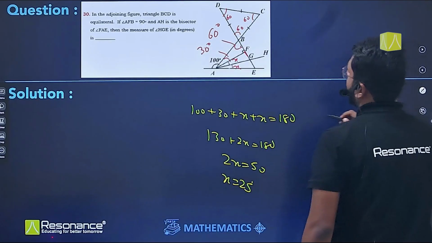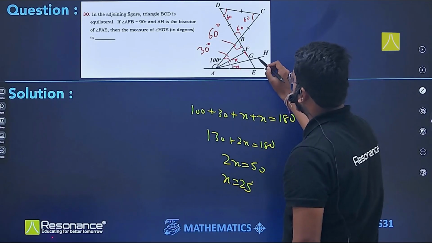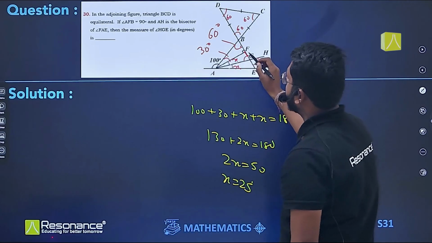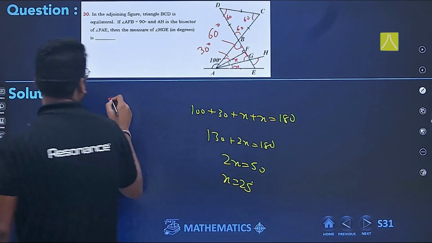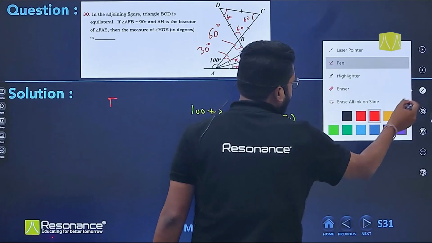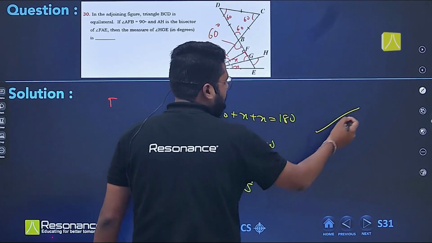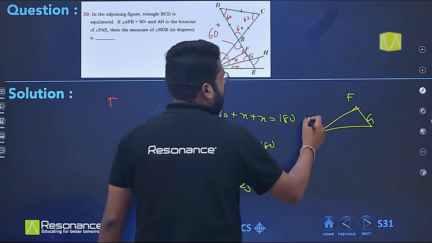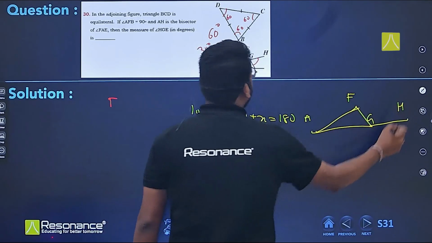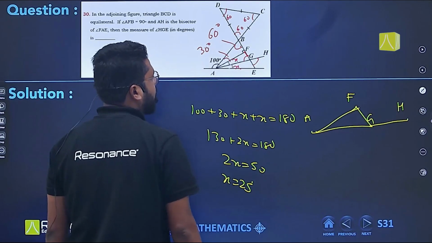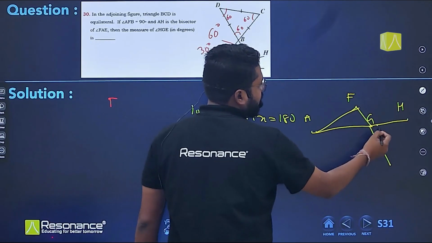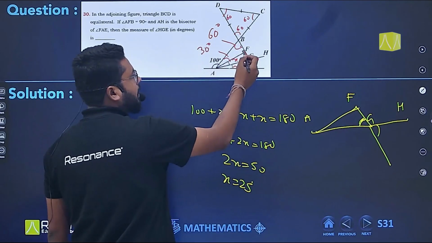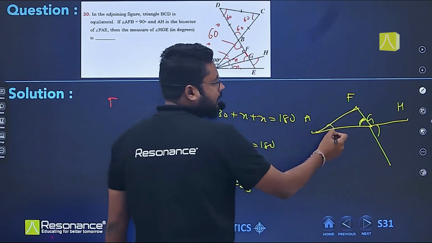We have to find the value of HGE, this one. So if somehow we get this value, the vertically opposite angle will be there. So in triangle FGA, if you see triangle FGA, and H is extending here, we have to find HGE only. Okay, HGE is there. So if somehow we find this angle, the vertically opposite angle will be there. So FAG is X. This is X. So this is 25 degrees.